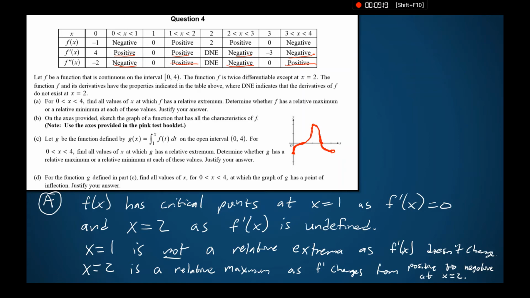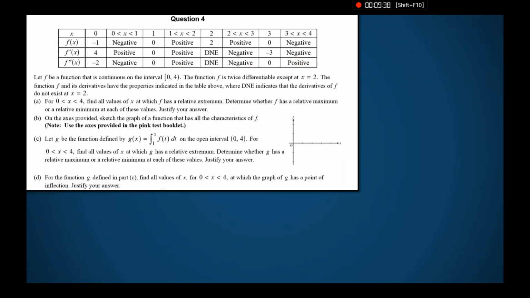Okay, part C. So we're told that there is another function such that g of x is the integral of f of t from 0 to 4. I want to find all values of x for which g has a relative extrema and determine whether g has relative minimum or maximum at those values. Okay, so if g is the integral of f, then how would I figure out whether g has relative extrema?